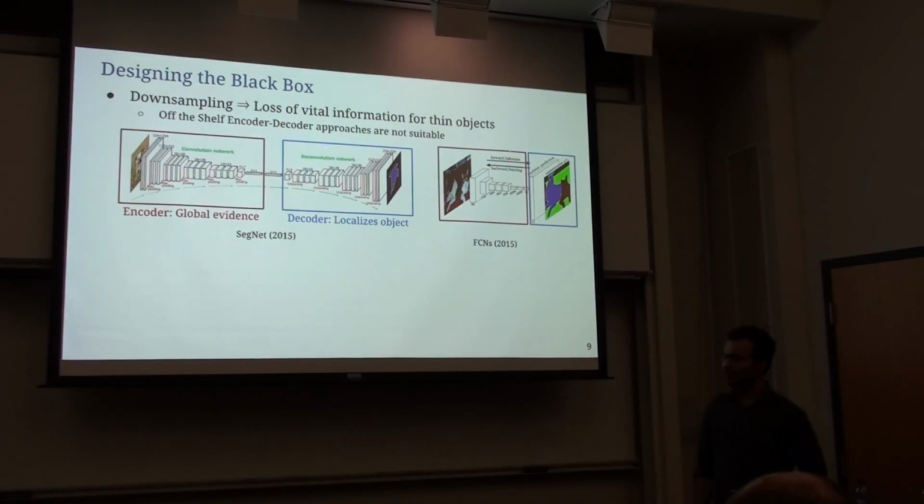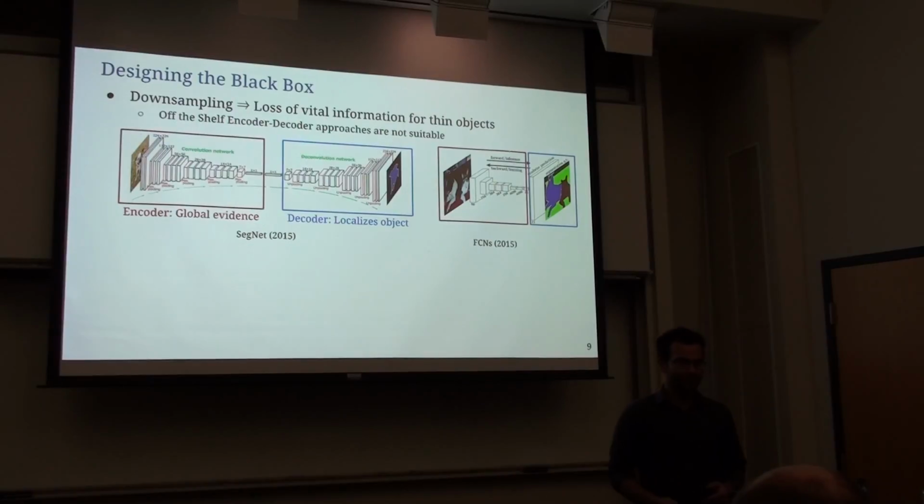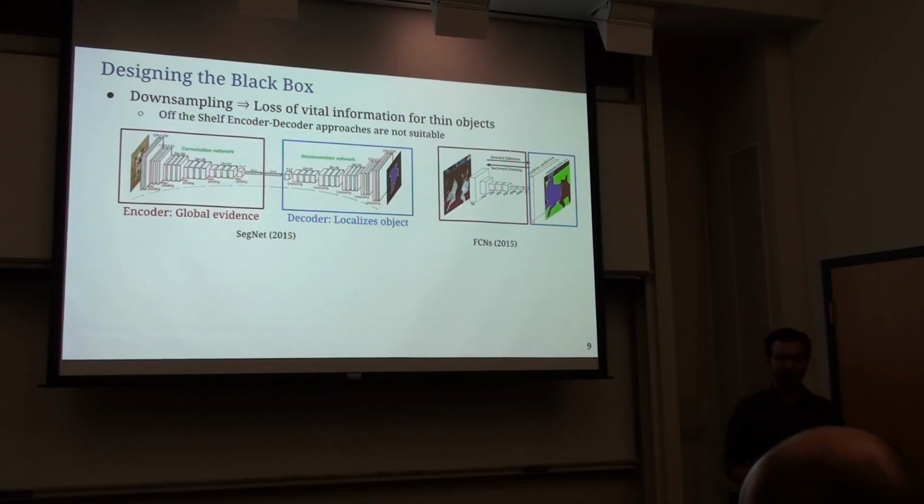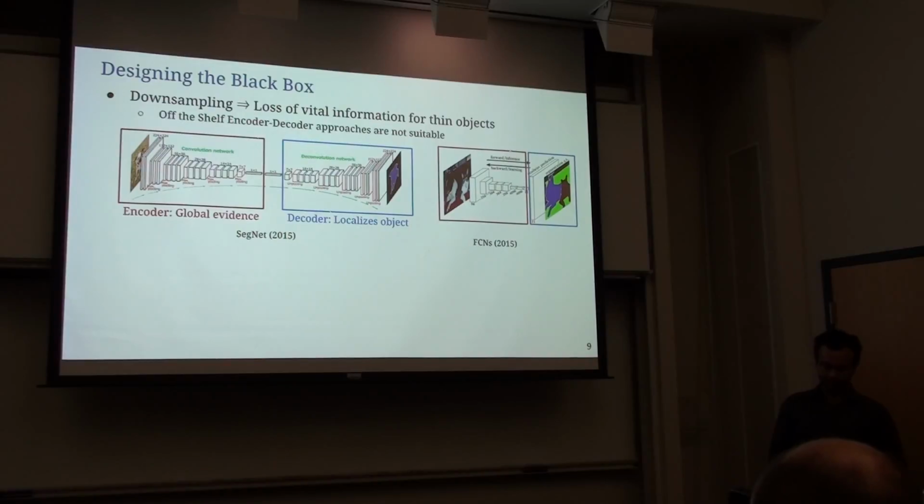But if you think about our problem, this is exactly unintuitive, because if you have a thin obstacle, why would you downsample in the first place? So how can we deal with that? And also, how can we gather context? Because we don't want to downsample, how do we gather context without downsampling?